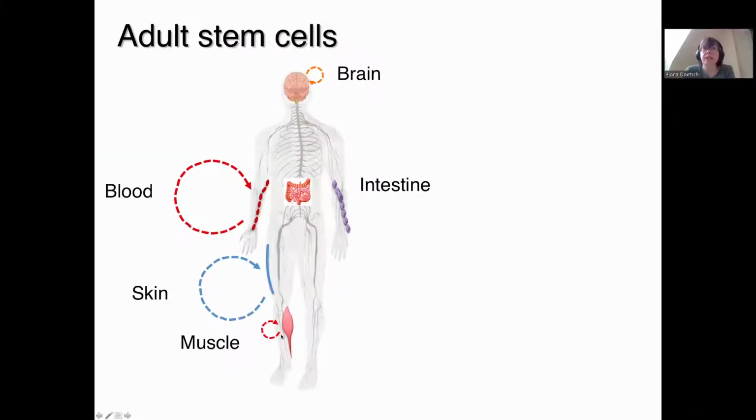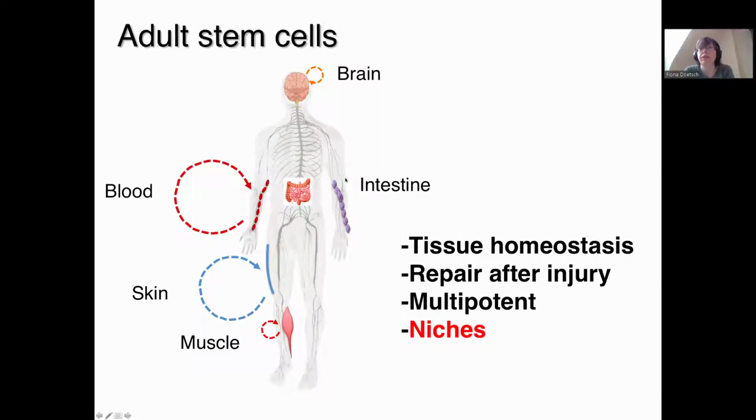So stem cells in these different tissues are there to maintain the homeostasis of these organs, so they give rise to new cells that replenish them. They can also be recruited for repair of a tissue after injury. Many of these cells are multipotent. And an important idea is they live in complex niches or microenvironments that support their lifelong maintenance.